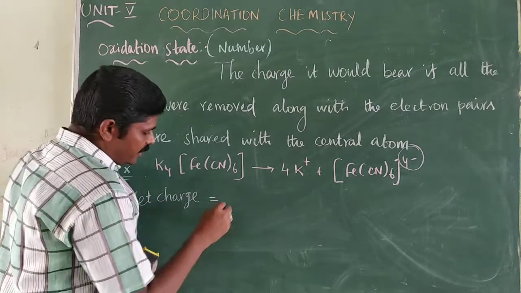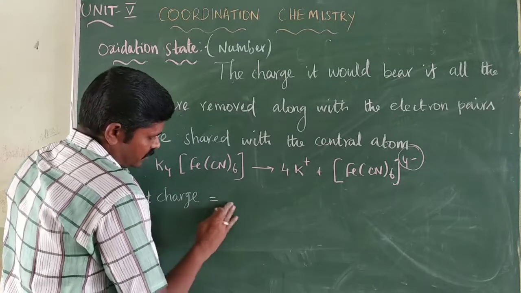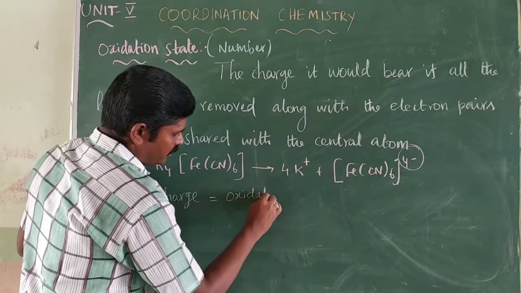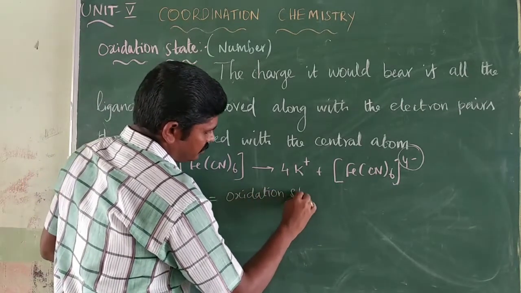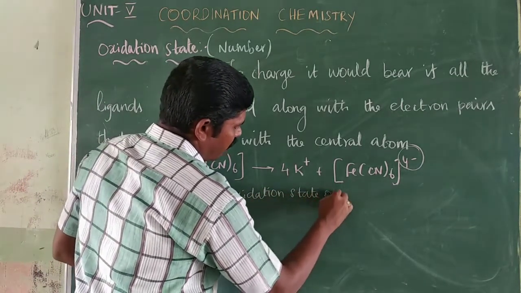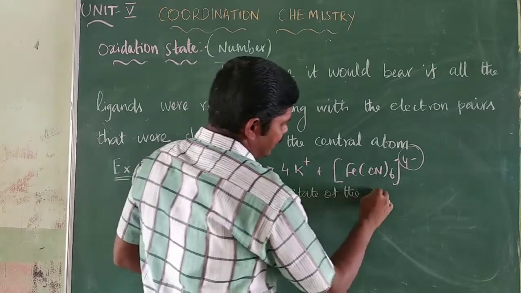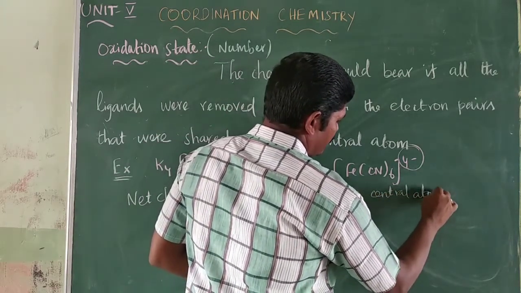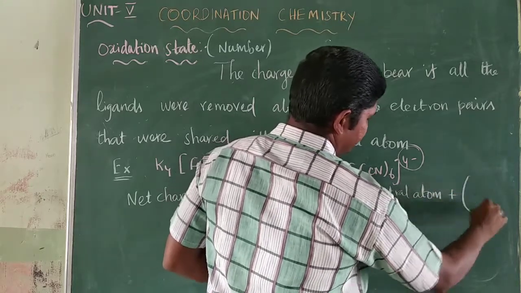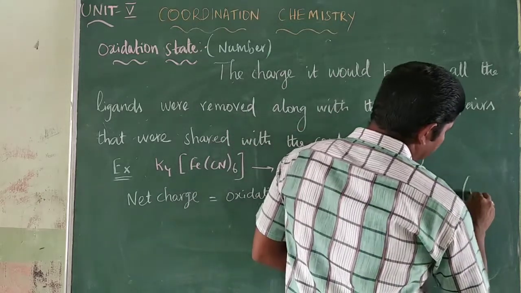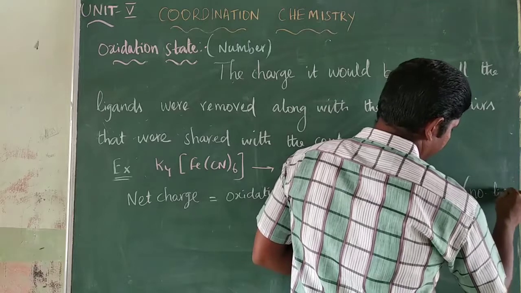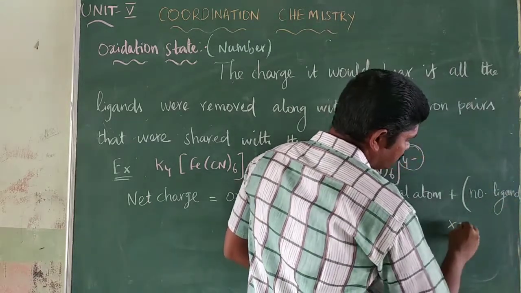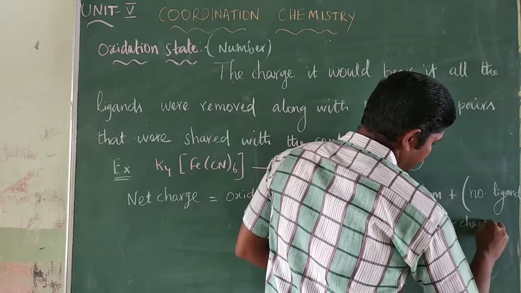So the formula: the net charge is equal to the oxidation state of the central atom plus the number of ligands into the charge on the ligands.